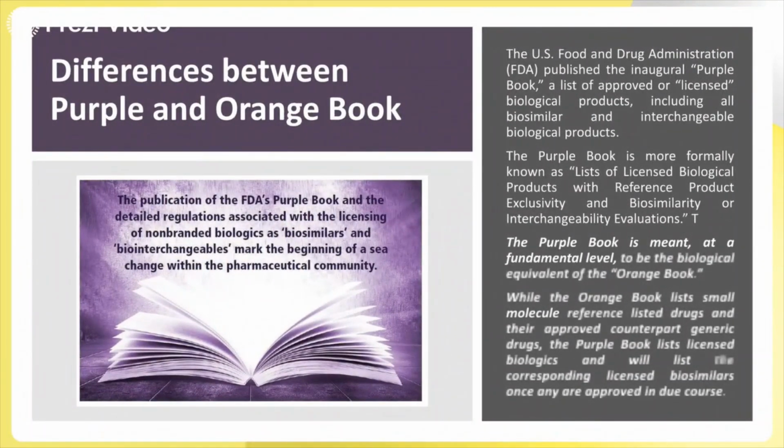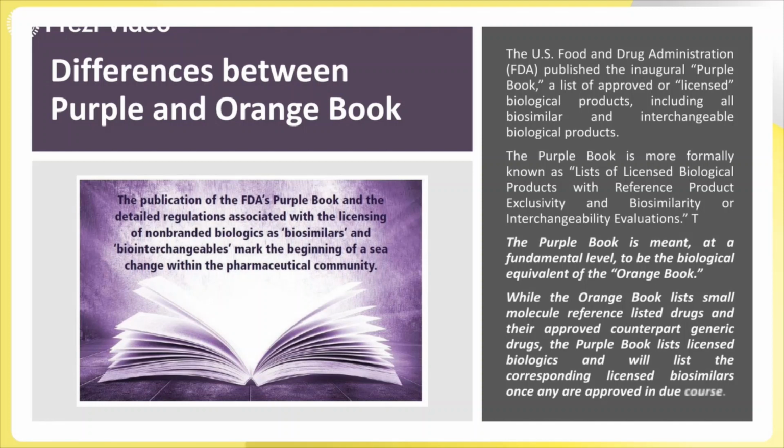So let us try to figure out the differences between the Purple and the Orange Book. Apart from the color difference, yes, the Purple Book is purple in color and the Orange Book is orange in color. They both are databases. They both have lists. Now the difference is that the Orange Book is the comprehensive, exhaustive list of generic products, whereas the Purple Book is the list for biological products, biosimilars, and interchangeables. Then again, both of them have approved lists. They contain licensed products.